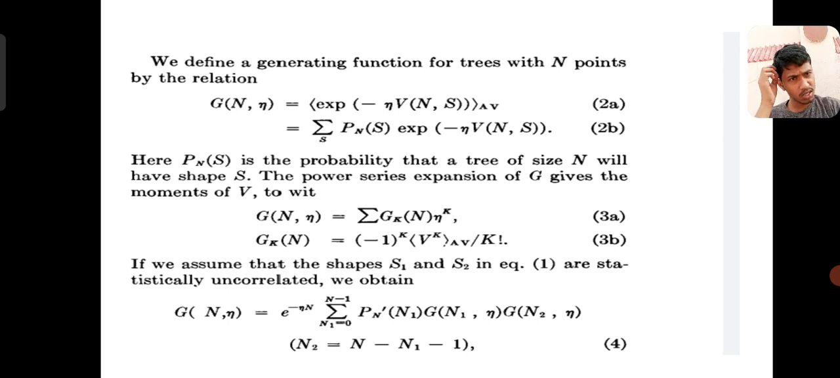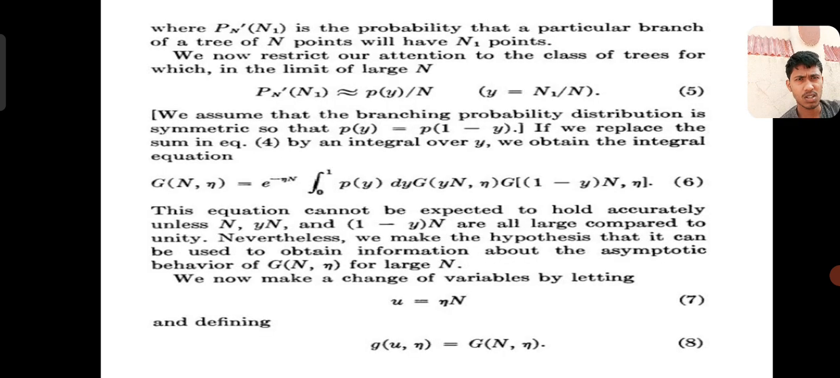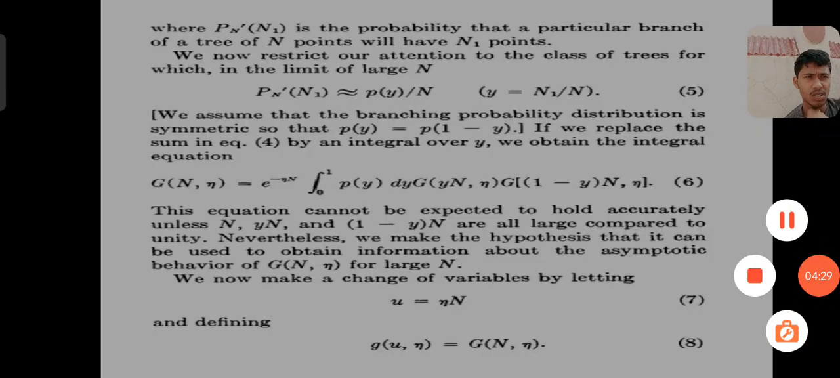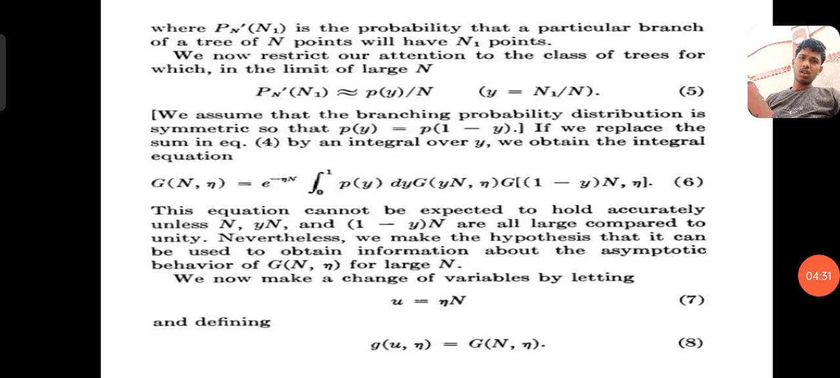as follows in the equation. Here P(n, s) is the probability that a tree of size n has shape s. A proper series expansion of G gives the moments of V. If we assume that the shapes s1 and s2 are statistically independent, we obtain G(n), where P(n') of n1 is the probability that the particular branch of the tree with n points will have n1 points. We have now restricted our attention to the class of such trees.